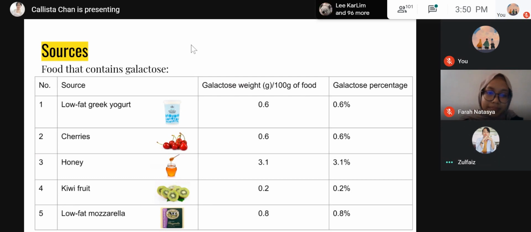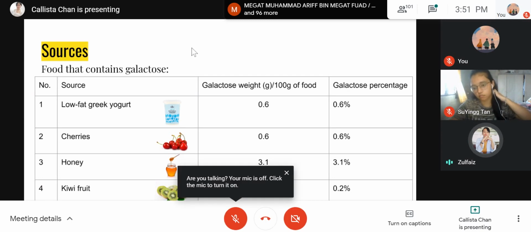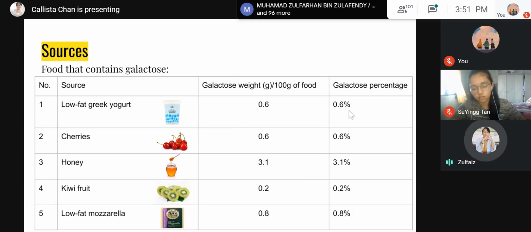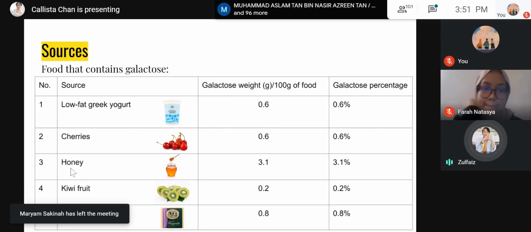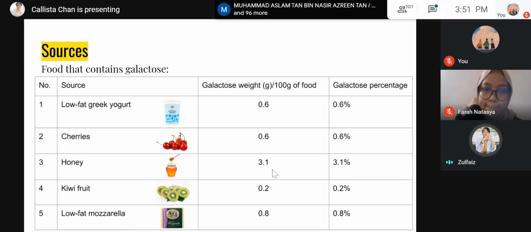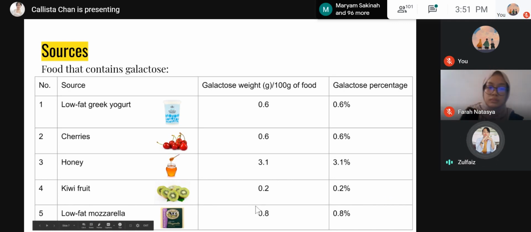All right. So this is the source of galactose in food. I've listed the top 5 foods that contain galactose. For the first one, we have low-fat Greek yogurt, which contains almost 6% galactose. The second one is cherries, 0.6 also. And then the third one is honey, which contains the highest amount of galactose, which is 3.1%. And then we have kiwi fruit, it contains 0.2%. And the last one is low-fat mozzarella, 0.8%. Yes, that's all.